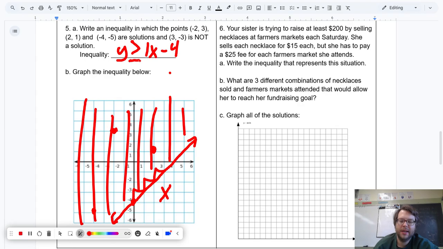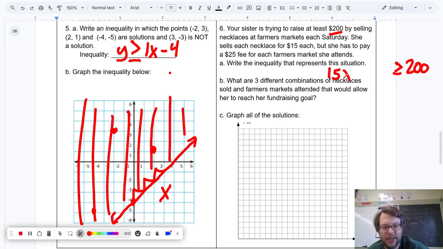Okay? Now the last one of this type of problem, your sister is trying to raise at least $200, so I know there's going to be something that's greater than or equal to 200. By selling necklaces. She sells each necklace for $15, but has to pay a $25 fee for each farmer's market she attends. One possible inequality you could write is that she gets positive $15 times X, but she pays $25 times Y. And what I'm saying here is that the letter X stands for the necklaces, and that the letter Y stands for the markets.